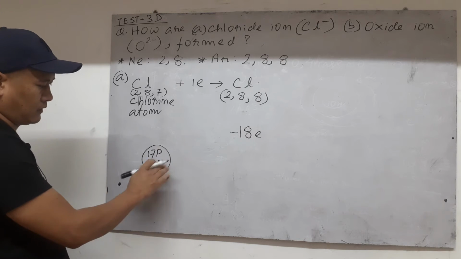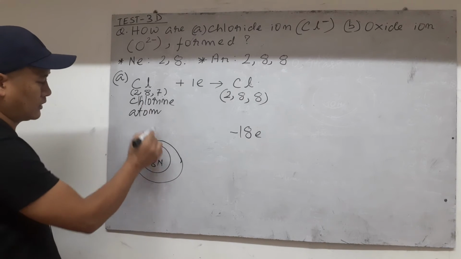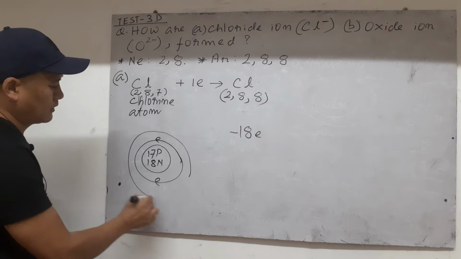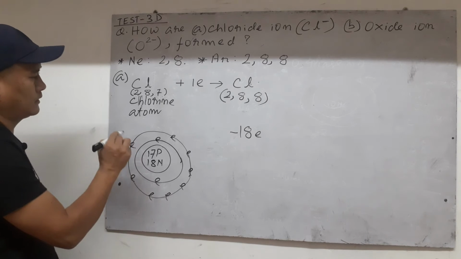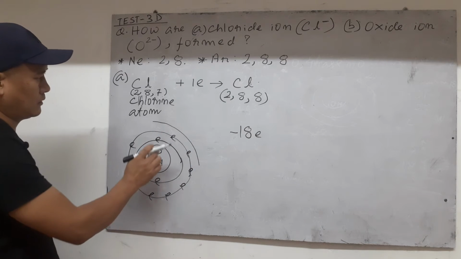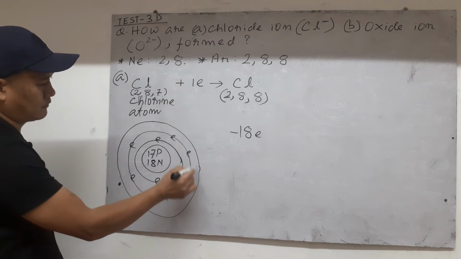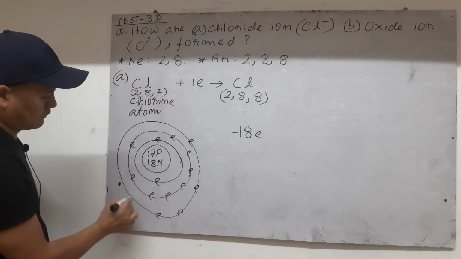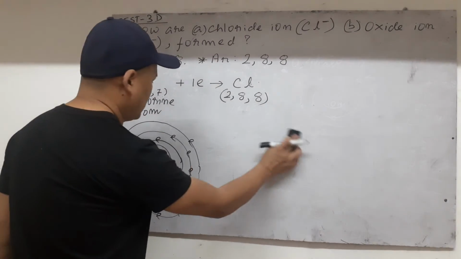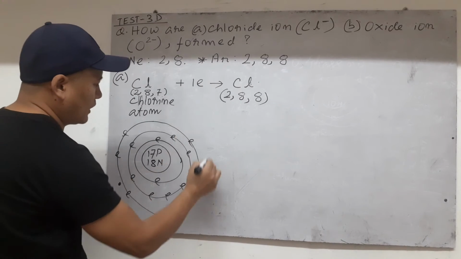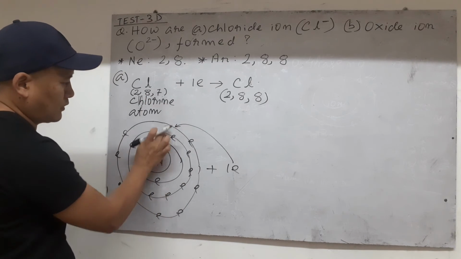No need to draw, okay, if you don't want. But if you want to help yourself, you can draw also. First shell, there are 2 electrons, so 1, 2. Second orbit, 8, so 1, 2, 3, 4, 5, 6, 7, and 8. The third shell has 7, so 1, 2, 3, 4, 5, 6, 7. You can draw this to help you understand. So now it needs 1 electron, added to make this 7 become 8, like this.